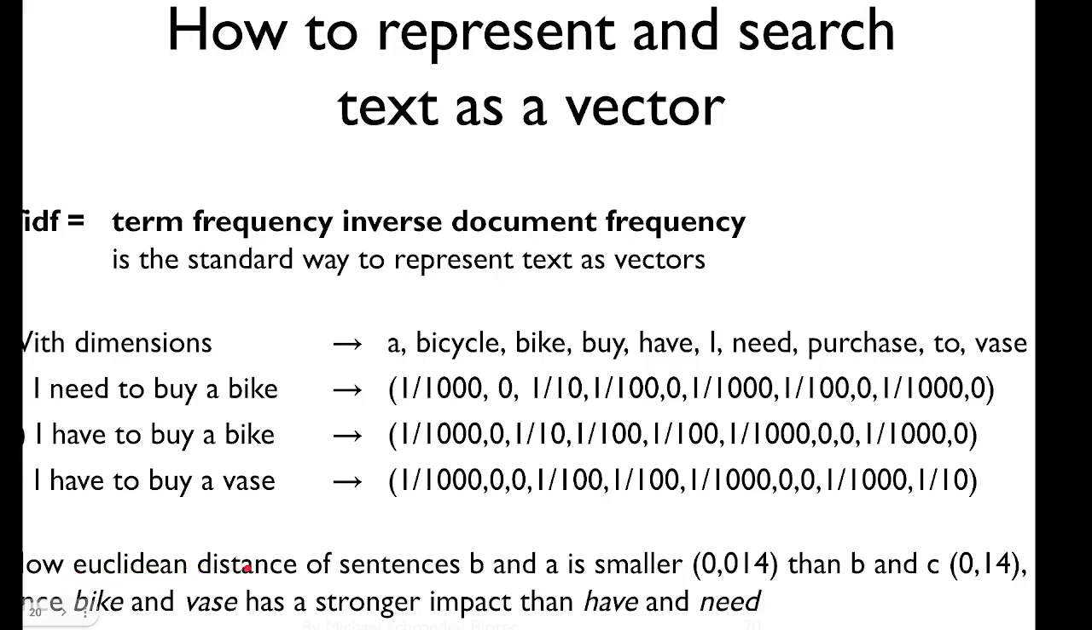So if we now apply Euclidean distance on those re-ranked scores, then B to A is smaller at 0.014 than B to C, which would have a Euclidean distance of 0.14.